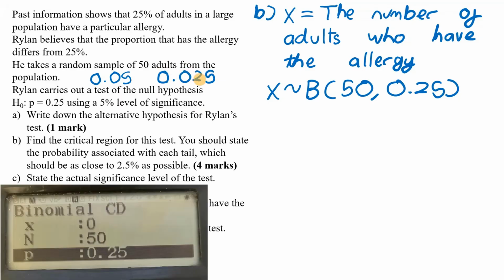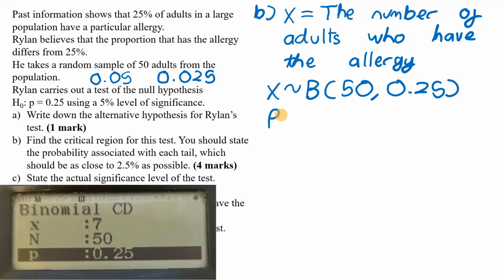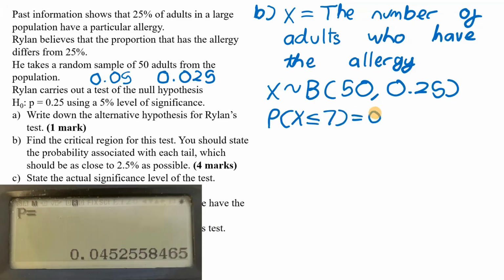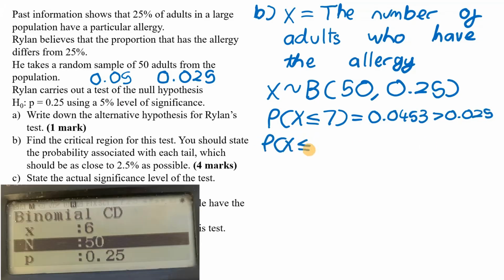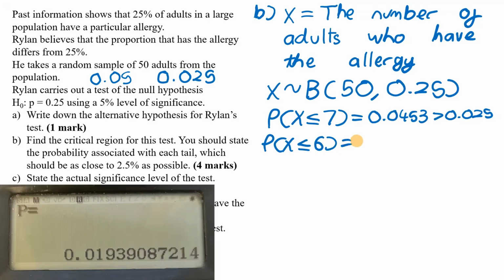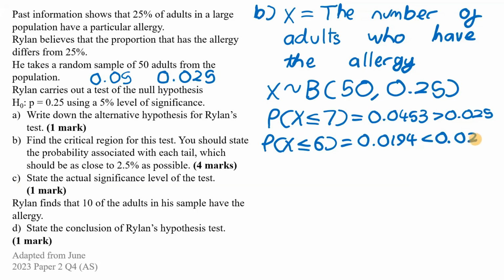Okay, so use the same method as normal. Use the binomial CD mode on your calculator, sub in n is equal to 50 and p is equal to 0.25, and play around with the values of x until you get the first probability that is less than 0.025. So if you do this, you find that the probability that x is less than or equal to 7 is equal to 0.0453 to 4 decimal places. Now this is bigger than 0.025, so let's go one more. So let's find the probability that x is less than or equal to 6, which if you put this into your calculator is 0.0194, and this is less than 0.025.